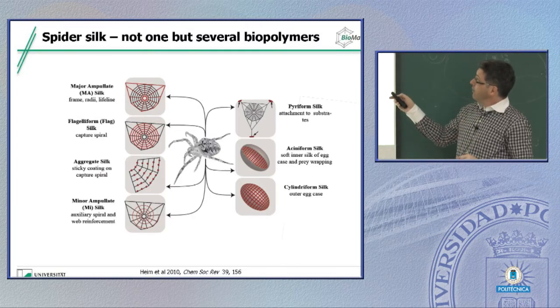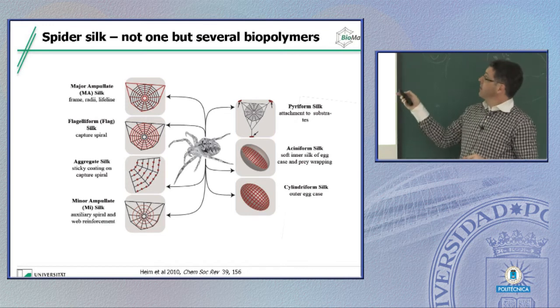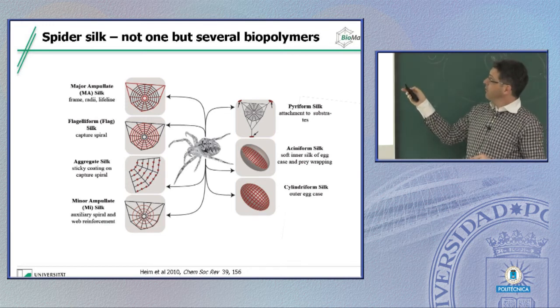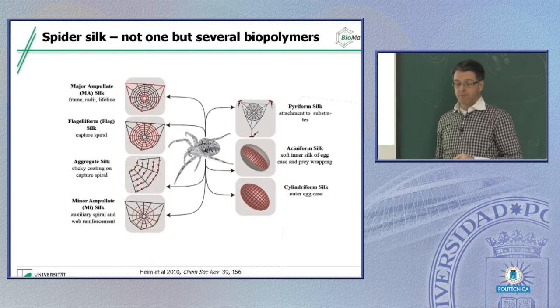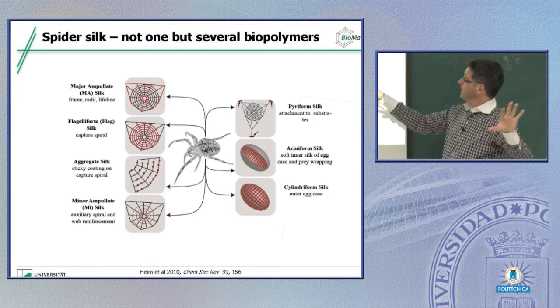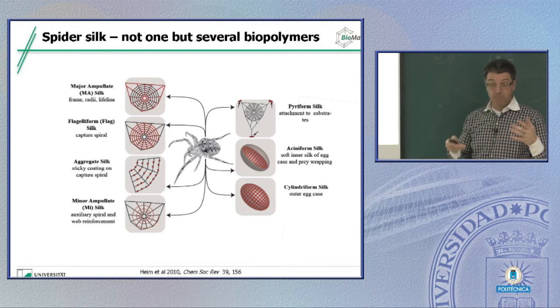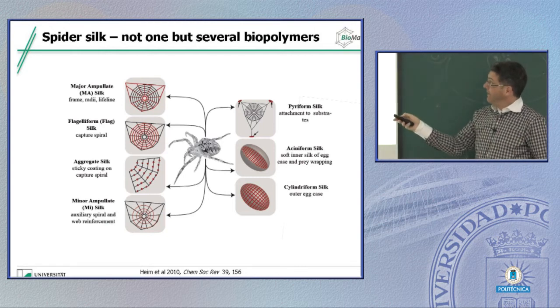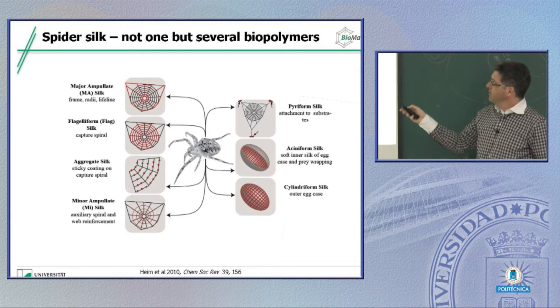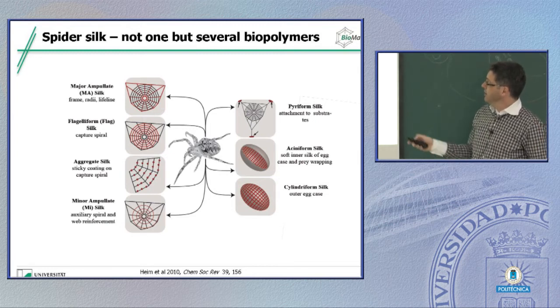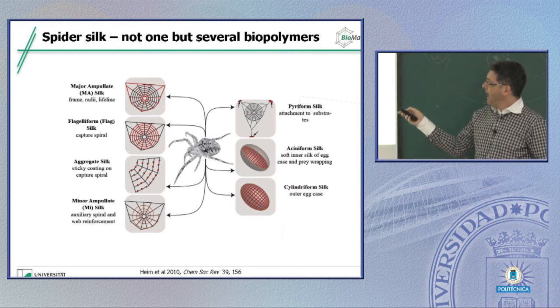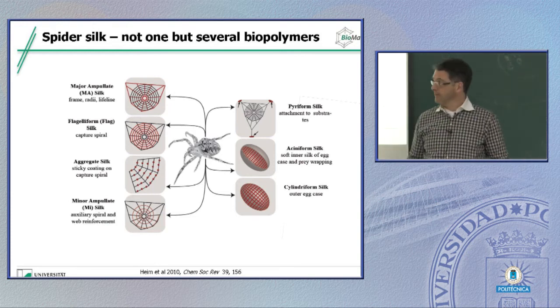We also have some kind of cement, which is coming from a gland called the piriform. This is used to attach the web to the substratum. It could be a tree or a wall or whatever. So again, something like a glue. And then the female spiders also have additional silks used for coating their egg cases, the inner egg case, the outer egg case, and so on.